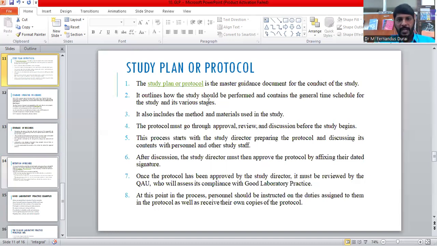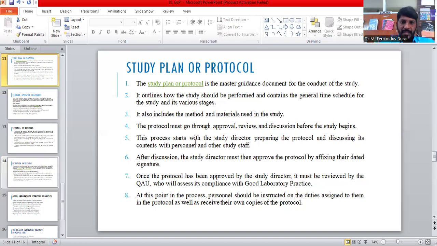which also includes the protocol. Now, what is the method used for this particular test performed? Along with the result, we should mention in the report sheet the method we used for testing the sample and instrument. And the protocol must go through approval, revision and discussion before the study begins. So before starting the test, before performing the test, the protocol must go through approval. Okay, the test which we are going to perform in this technique, in this method.